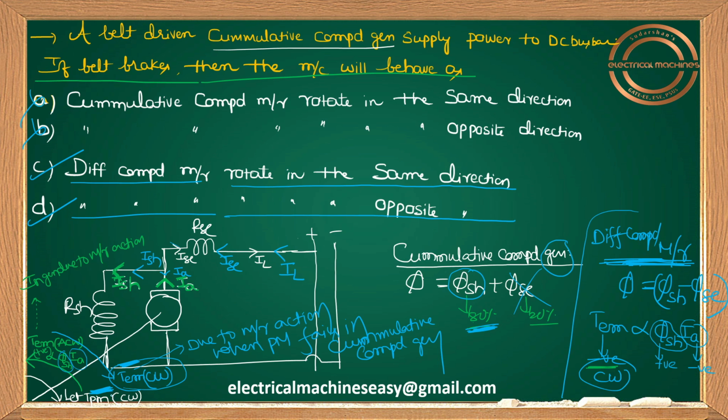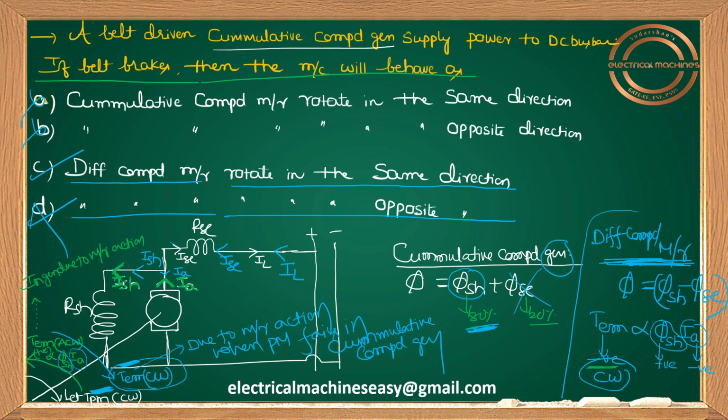Now the answer: T_PM I got clockwise, and T_EM I got clockwise once again. So a differential compound motor only rotates in the same direction. So option C is correct. Option D is wrong. Among phi_SH and phi_SC, I told you 80% of the flux is phi_SH, so it is more dominant. That's why I am neglecting phi_SC.